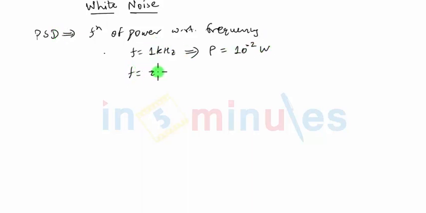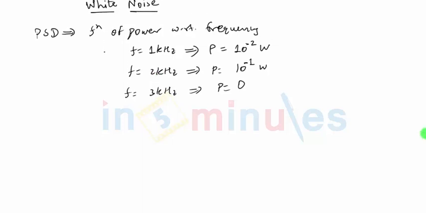If I put f equal to, let's say, 2 kilohertz, and if I now get the value of power as, for example, 10 raised to minus 1, that means the power in the signal at f equal to 2 kilohertz has increased to 10 raised to minus 1 watt. Suppose if I put f equal to 3 kilohertz, and if the power value becomes 0, that means the power at 3 kilohertz is 0. In simple words, 3 kilohertz is absent in the signal. So power spectral density gives us the amount of power at various frequencies in my signal.